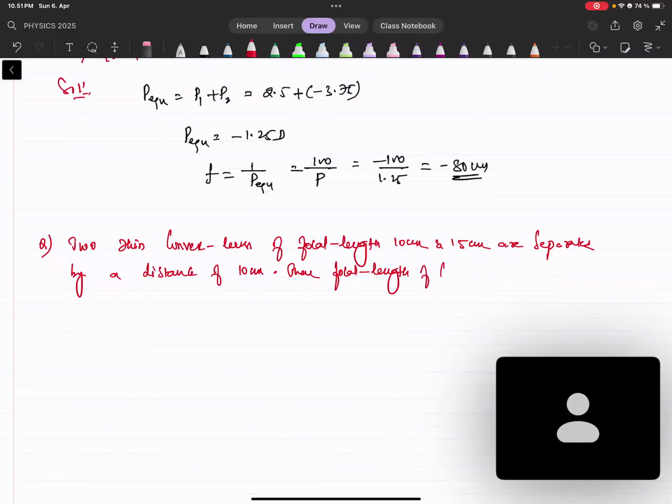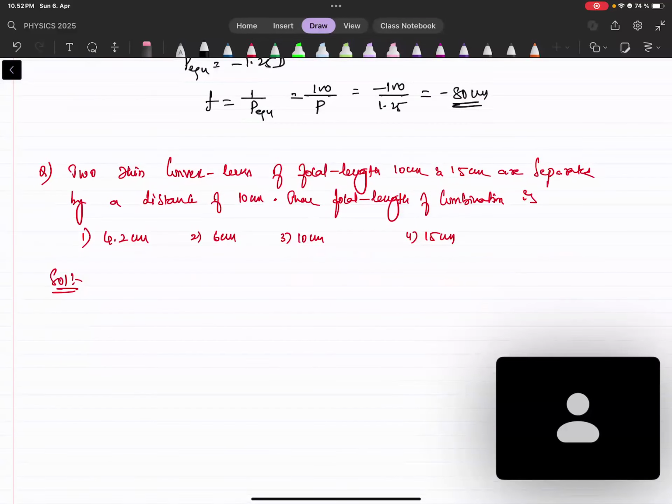Then the focal length of the combination is: 4.2 centimeter, 6 centimeter, 10 centimeter, 15 centimeter. Two thin convex lenses are separated.